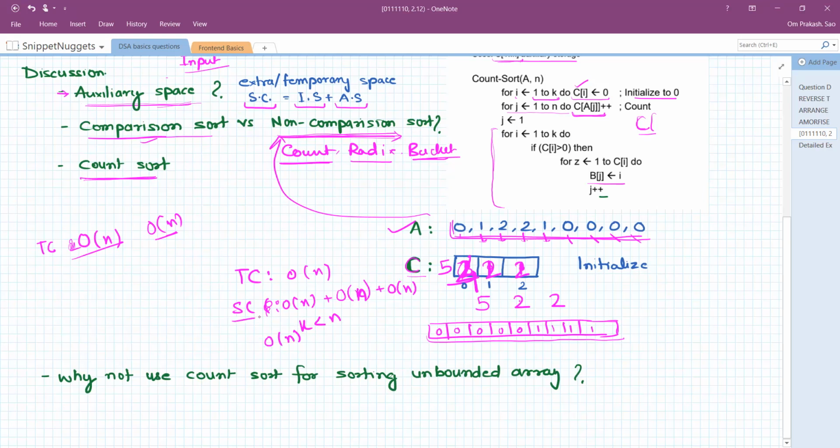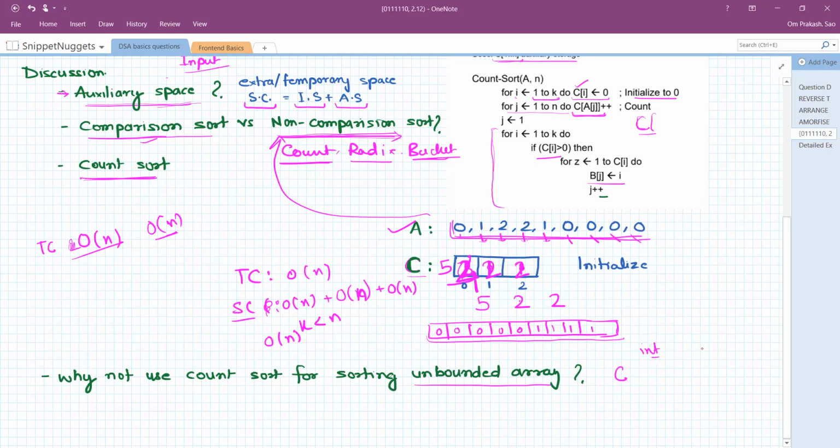Okay. Now a common question occurs: why can't we use the count sort for any given array or any unbounded array? Unbounded array means an array which does not have any fixed range, like the elements in that array can be anything allowed by that data type. In that case, what will happen is our count array C, where we are maintaining the count or frequency of the numbers, will be very large, right?